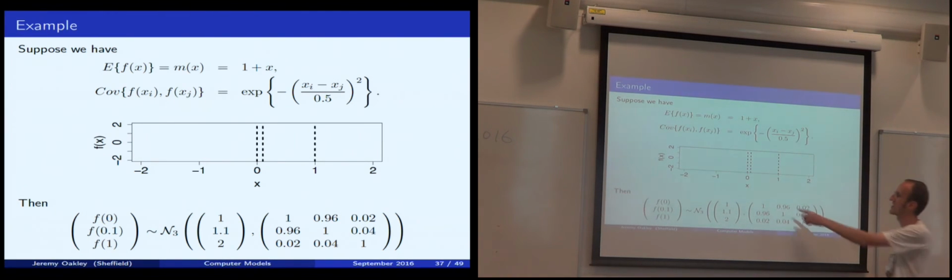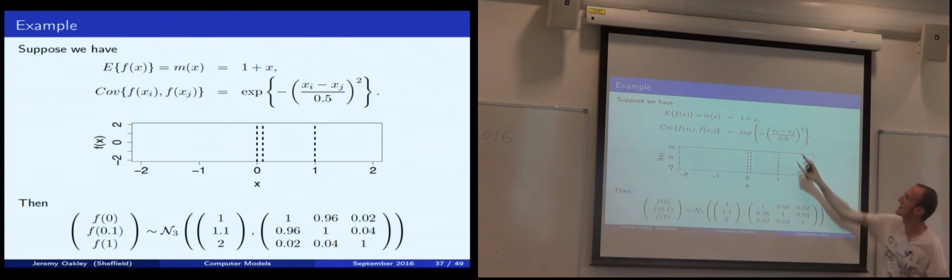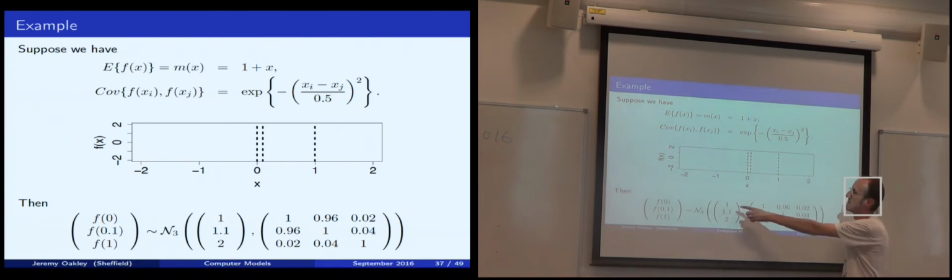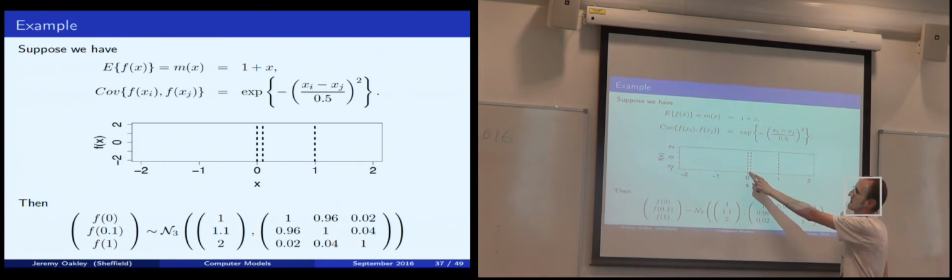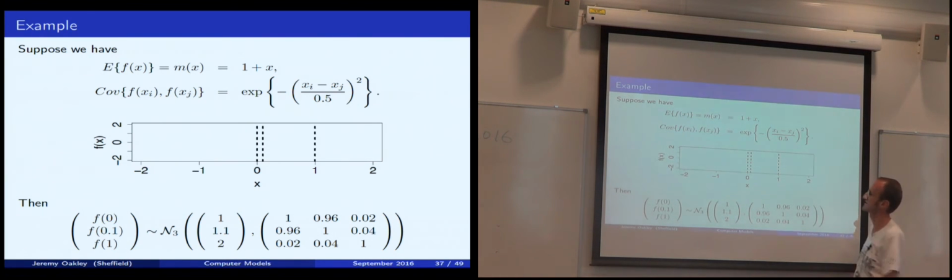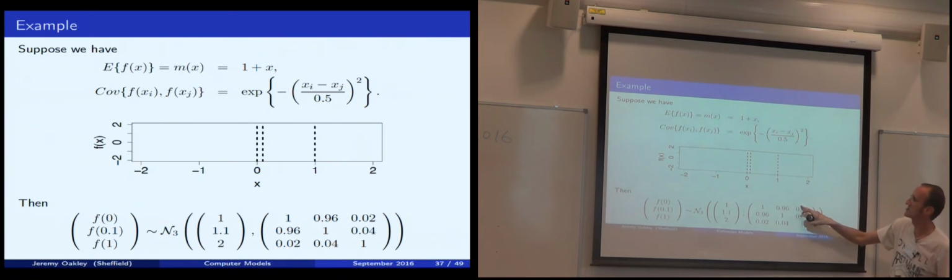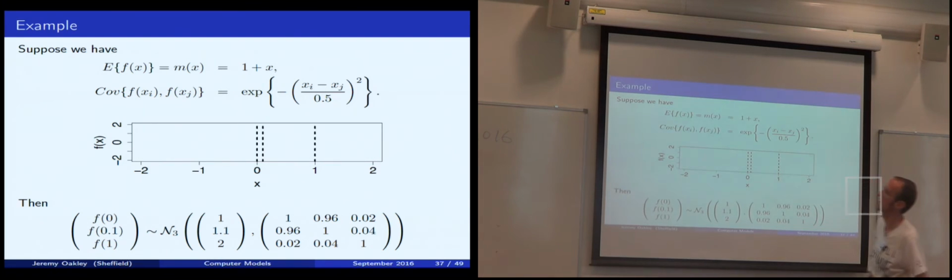Okay, so I've got 1s down the diagonal, the covariance of xi with itself. You can see the first two points have quite a strong correlation because they're close to each other. But these points are further apart, so these correlations are weaker. So that's your correlation between f of x1 and f of x3, and f of x2 and f of x3. And they're weaker because they're further apart.